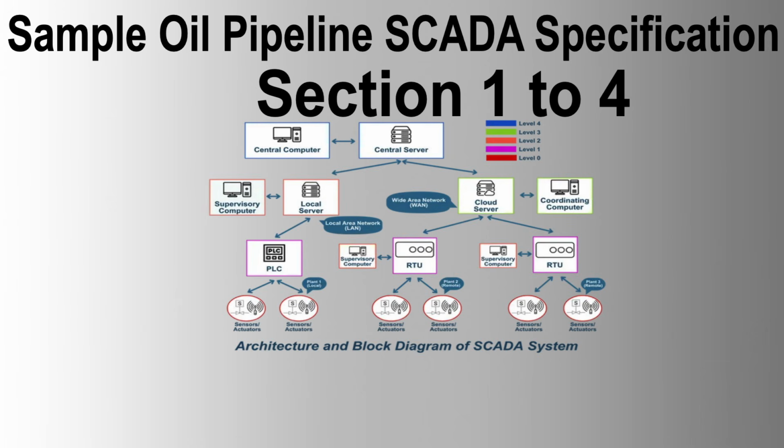Section 2. Scope of Work. 2.1 Seller Scope of Work. Design and Supply. Complete SCADA system including hardware, software, RTUs, and necessary integration with existing systems. Installation. Set up and commission the system at specified locations.